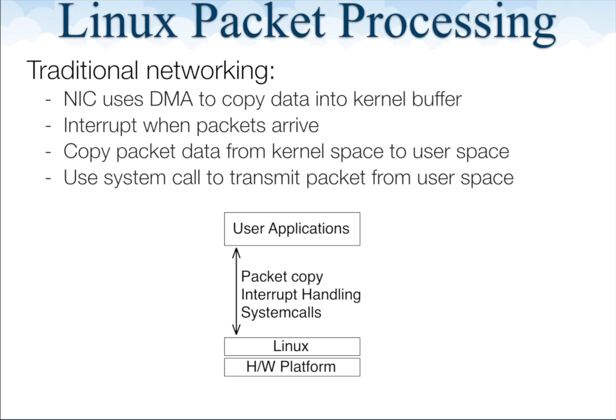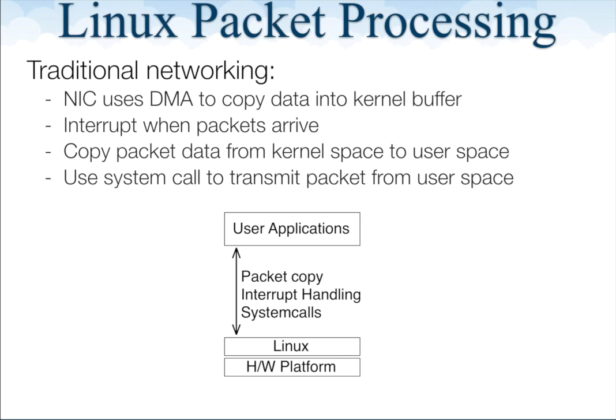So as I said, with traditional networking in Linux, the packet will arrive at the NIC and it will use DMA to copy the data of that packet into a kernel buffer. Then you have to send an interrupt to notify the operating system that this packet has arrived. And then it will go through all of the layers that we saw on the previous slide inside the kernel, and eventually the data from this packet will be copied from kernel space to user space.